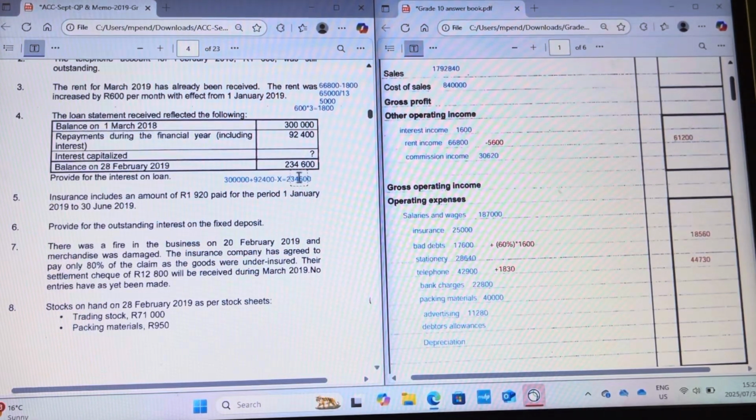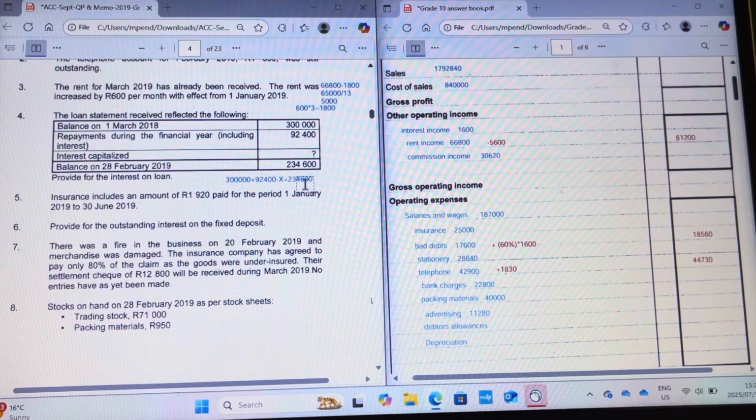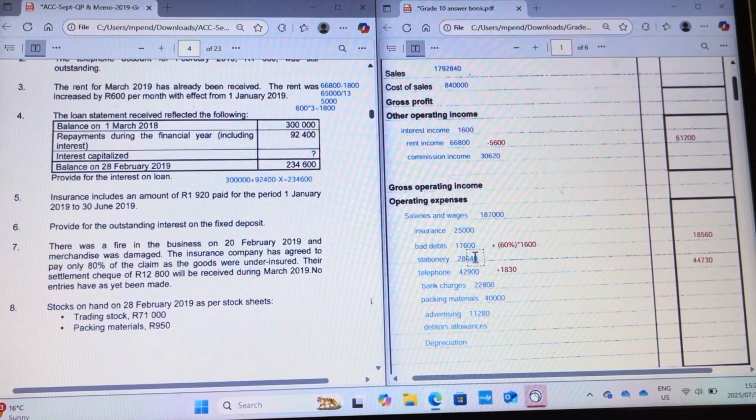When you solve for X, you're just going to take this X, bring it this side, take this 234,600, bring it the other side. So it's going to be 300,000 plus 92,400 less 234,600, and you will get your X amount. And if you do so, you get an amount of 157,800, which is our interest expense.